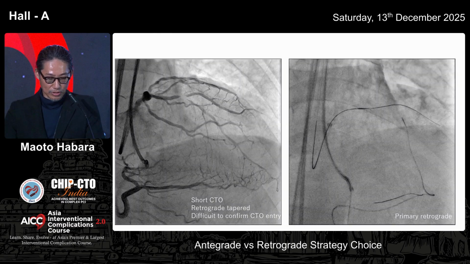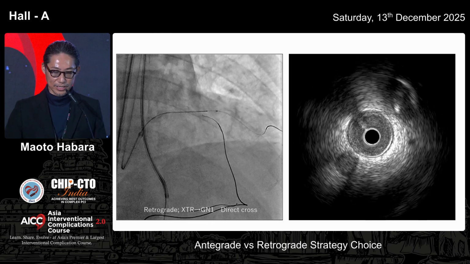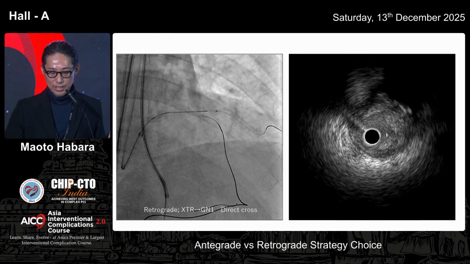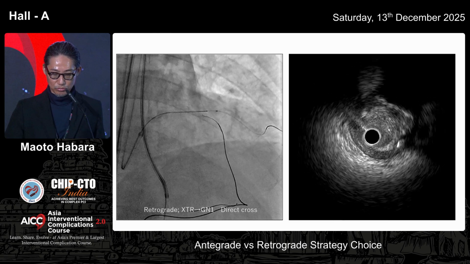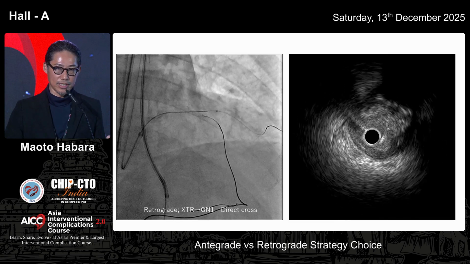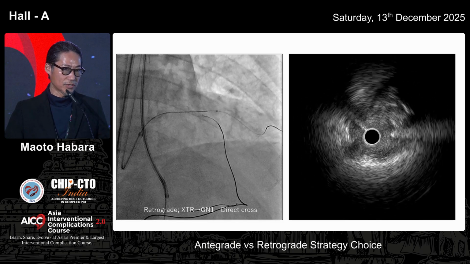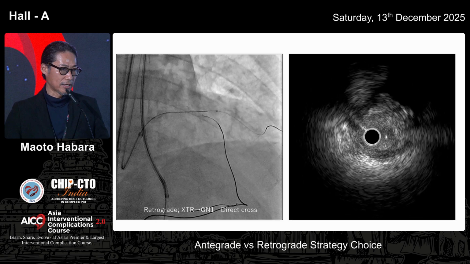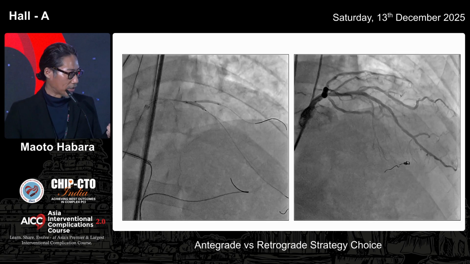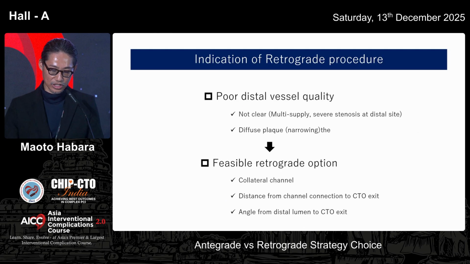Easily advanced the retrograde guidewire, and I advanced the guidewire to the diagonal branch, and the CTO length is short. That's why retrograde wiring was started. This is direct wiring from the retrograde. The confirmation of whether the wire is intra-lumen or not by IVUS is very important. If the guidewire goes into the subintimal space and closer to the proximal, we will lose the side diagonal. That's why IVUS-guided is very important. This is a schema of that.